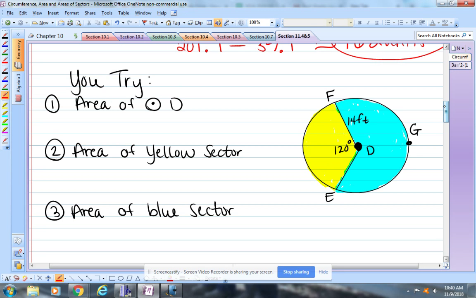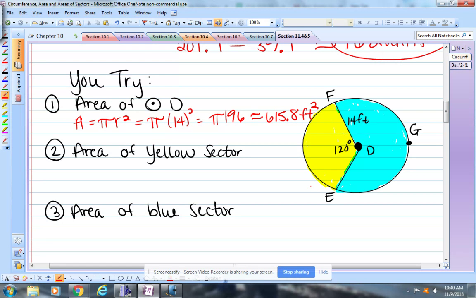All right, what's the formula for area of a circle, y'all? Area equals what? Pi r squared. And what's the radius of this circle? 14. So it's pi times 14 squared. What's 14 squared? So it's pi times 196, which is approximately what? I got 615.75. Oh, it has feet, so it's square feet. So make sure your units are all square feet, because you're talking about area, you need units squared.